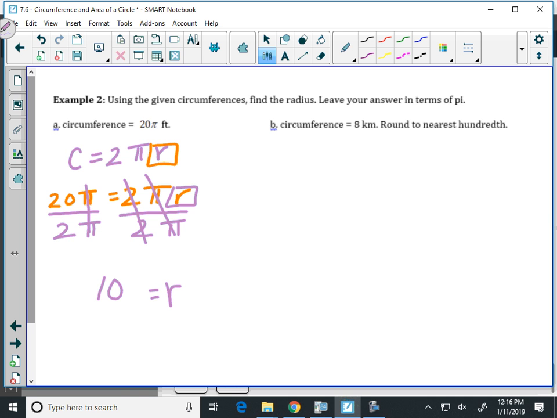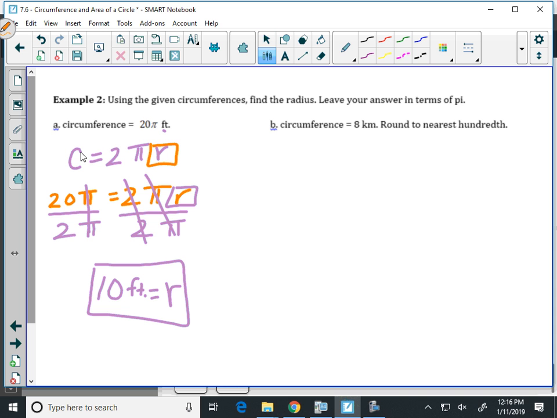Cancel out. So our radius is 10, and if we label it, it's 10 feet based off the units. I'm not huge on it. If you forget to label, I'm not super picky about that. As long as you get the right answer, that's what I'm looking for. But it's good practice to label.